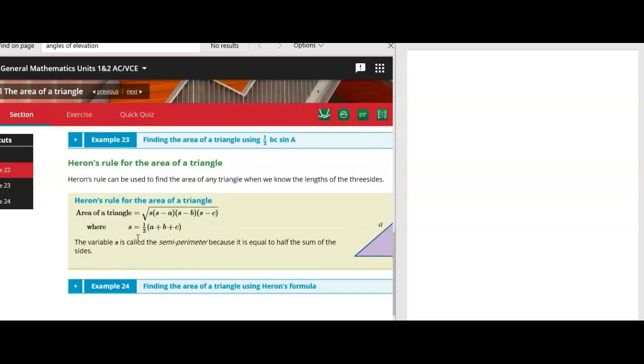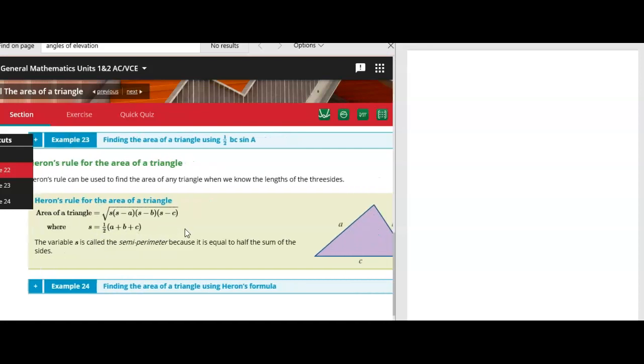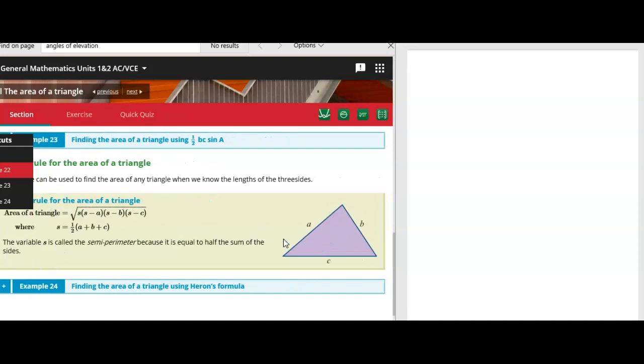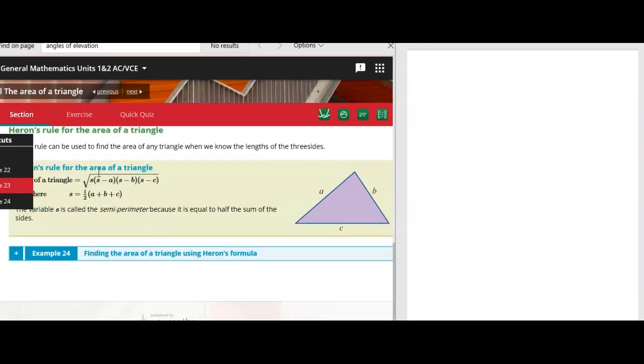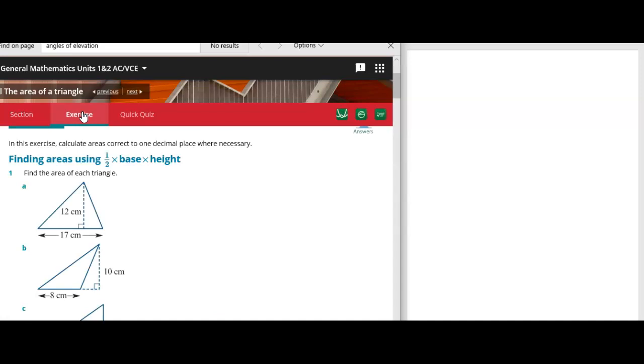With Heron's formula, you identify the value of S first. So you get your three sides. We use Heron's formula when we know just three sides of the triangle. You put the three sides in and halve it. That gives you S, and then you substitute into the square root formula. Let's move on to the application questions.